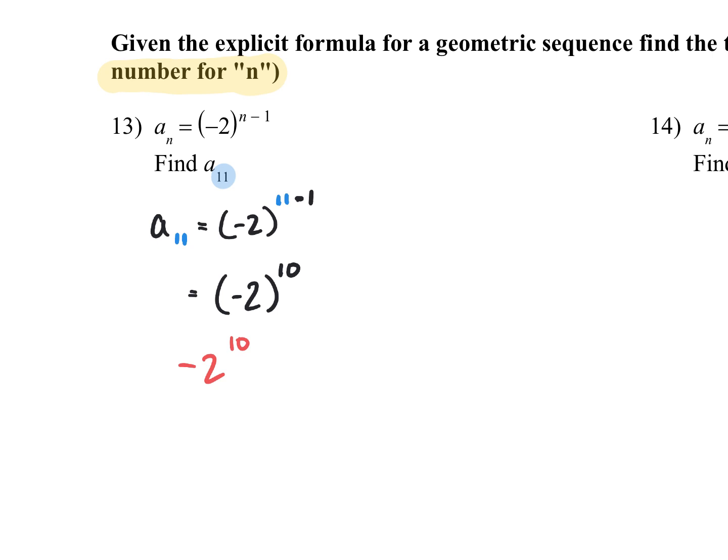If you do it that way, what happens, are you ready? You end up getting -1024. This answer is wrong. Here is why it is wrong. Your calculator sees -2 as negative times 2 to the 10th power. Your calculator just does 2 to the 10th power and then multiplies it by this -1 out in front.